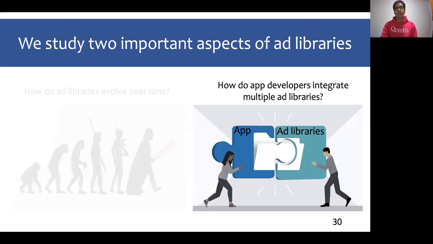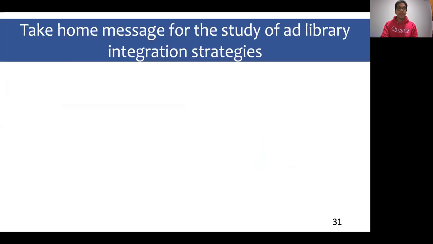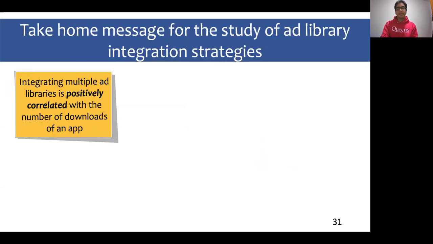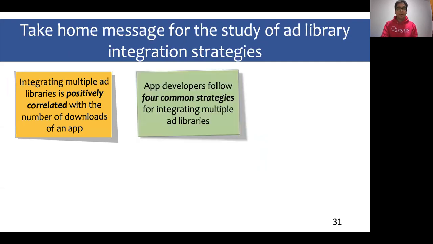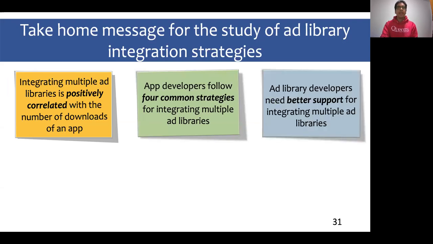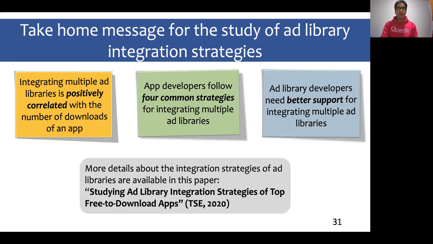Now let's take a look on how mobile app developers integrate multiple ad libraries. We observe that integrating multiple ad libraries has a positive correlation with the number of downloads of an app. App developers mainly follow 4 common strategies for integrating multiple ad libraries. Based on our comparative study of these strategies, we observed that ad library developers need better support for integrating multiple ad libraries. More results of this study are available in our TSE paper.